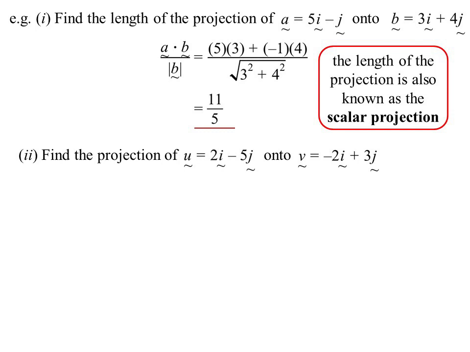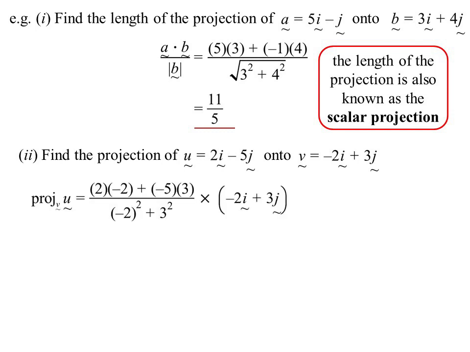Let's do an actual projection. We're going to project u onto v. u is what we're projecting. So u dot v over v dot v times the actual vector v itself. So u dot v, so 2 times negative 2, that'll be negative 4. Negative 5 times 3, that's negative 15. Over v dot v, which is the magnitude of v squared. 2 squared, or negative 2 squared, doesn't matter. Square it, it's going to be positive.